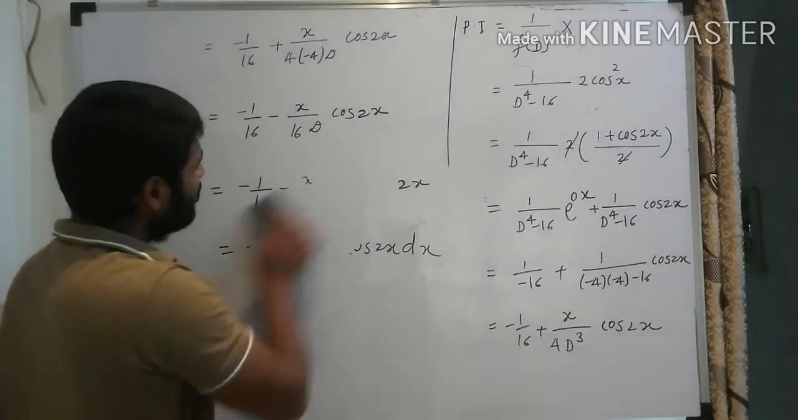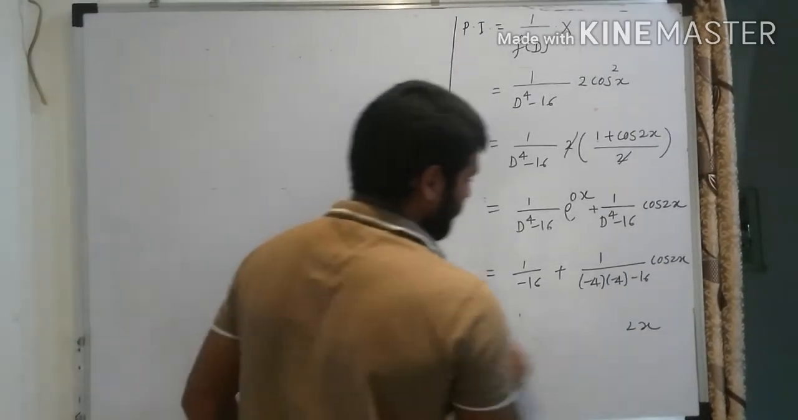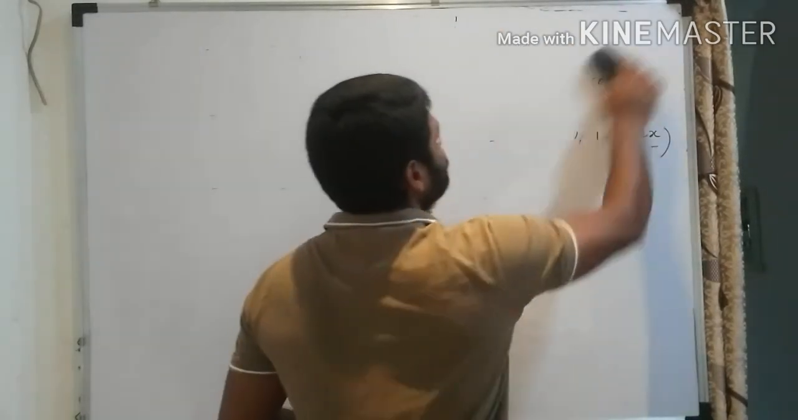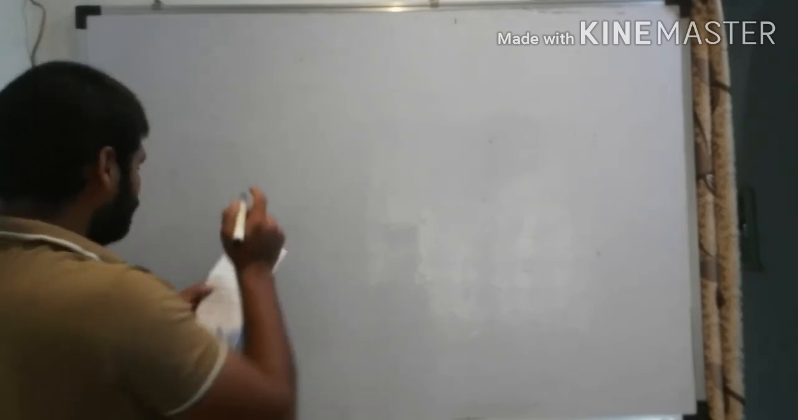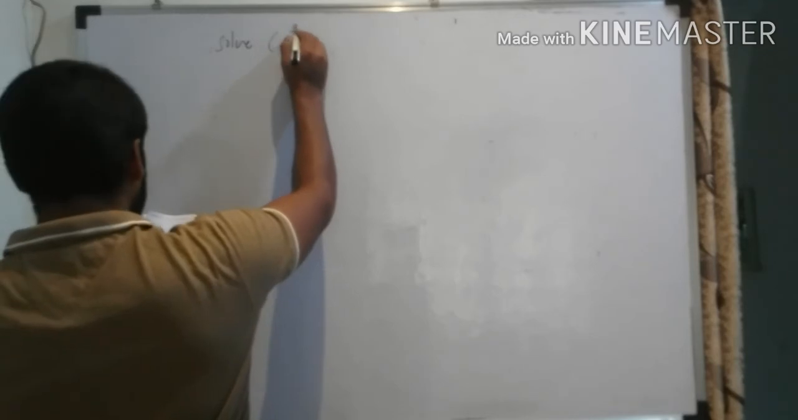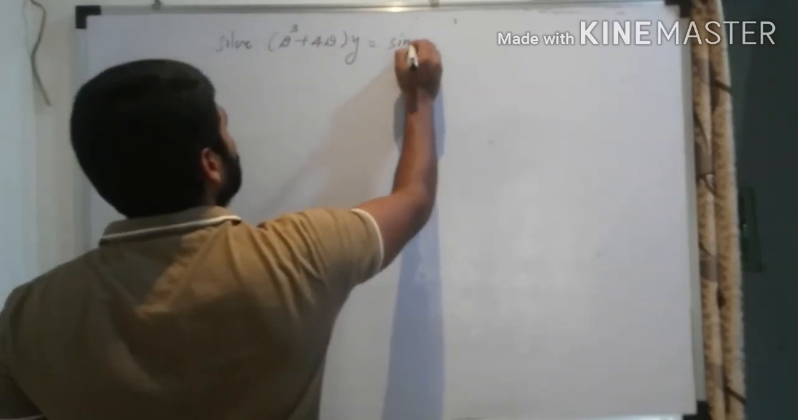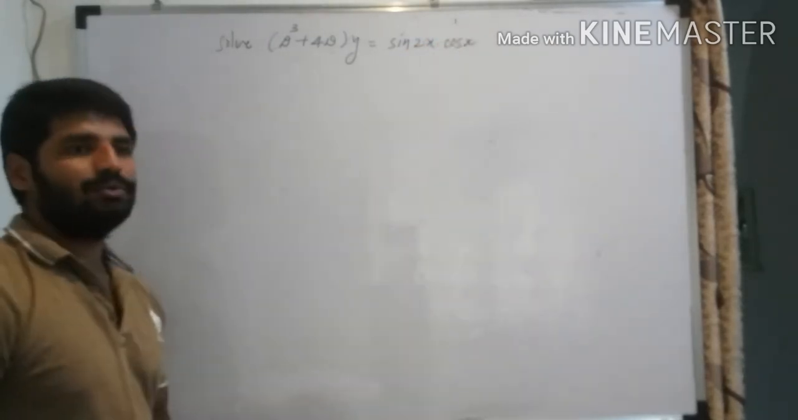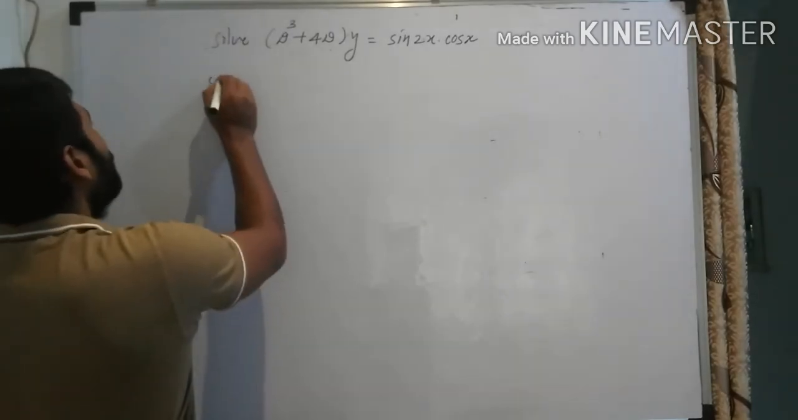Now let us see one more problem to find the particular integral when capital X is in the form of a trigonometric function. Let's see the next problem. Solve d cube plus 4d into y is equal to sin 2x into cos x. Now try to find out the solution.